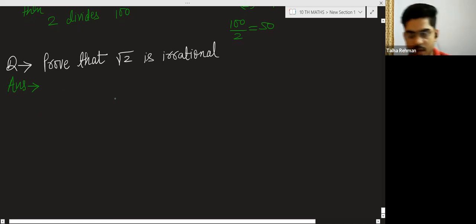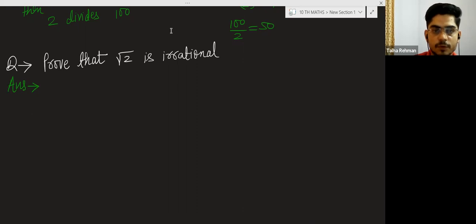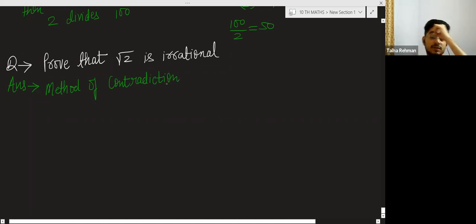So there is a technique for proving that root 2 is an irrational number, or numbers which are under roots. We will see how to prove these numbers. Okay, so let's see. We will use here the method of contradiction. This is a very different method.